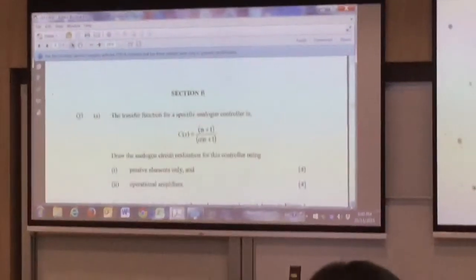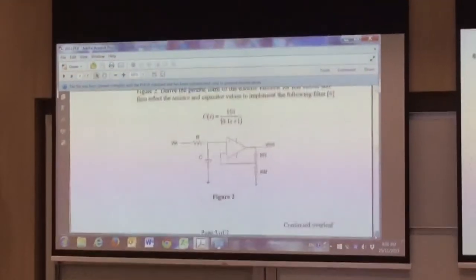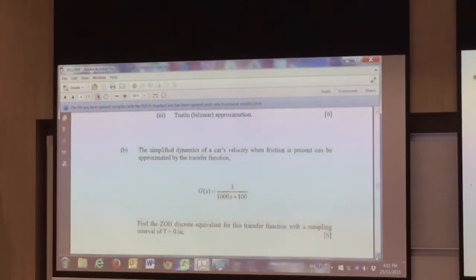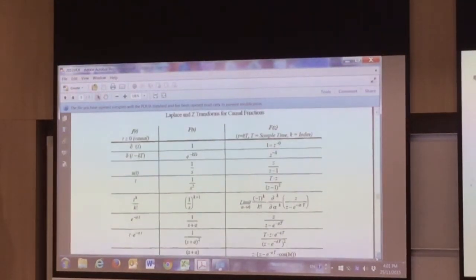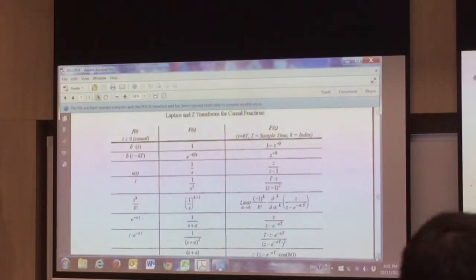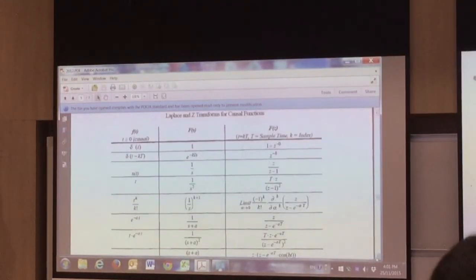Okay? Alright, the next thing you want to take note of is the formula list. So for my part of the course, there's no formula list. Okay, but there's a formula list for this, which applies more to the digital part of the course. Okay?